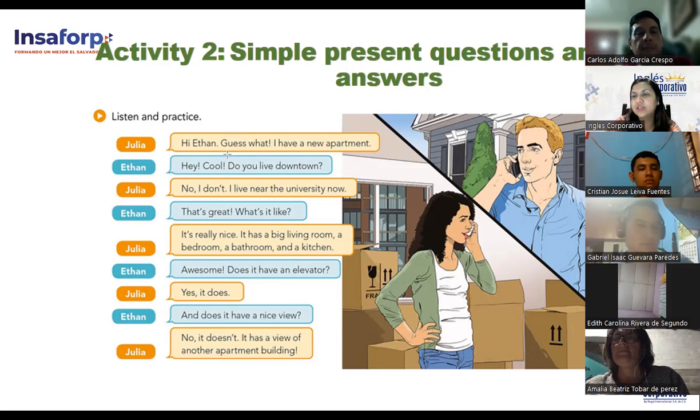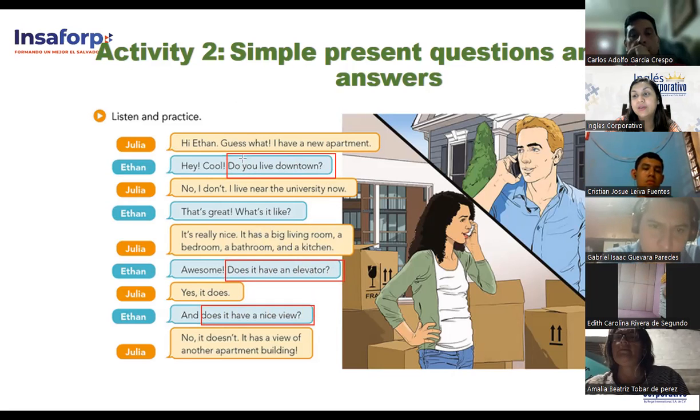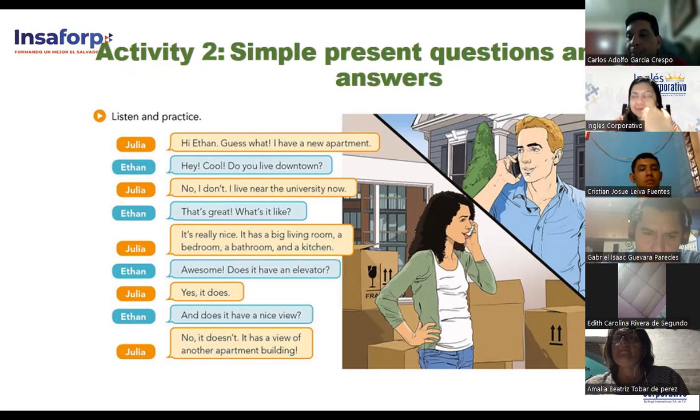Okay, so if you notice in this conversation, we have some questions, right? The first question is, do you live downtown? Vives en el centro. Does it have an elevator? Does it have a nice view? Beautiful view. If you live in Los Planes de Renderos, you have a beautiful view of San Salvador City.